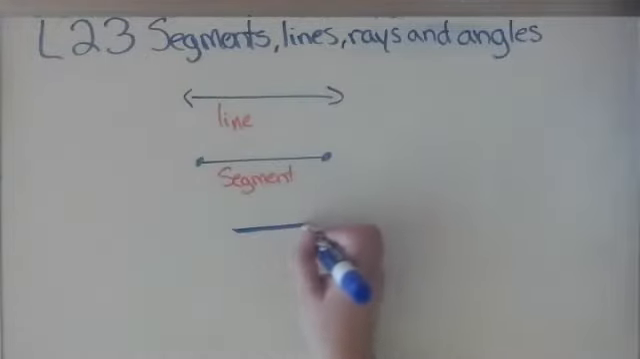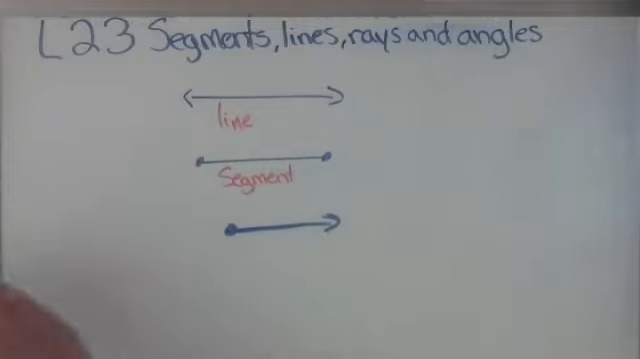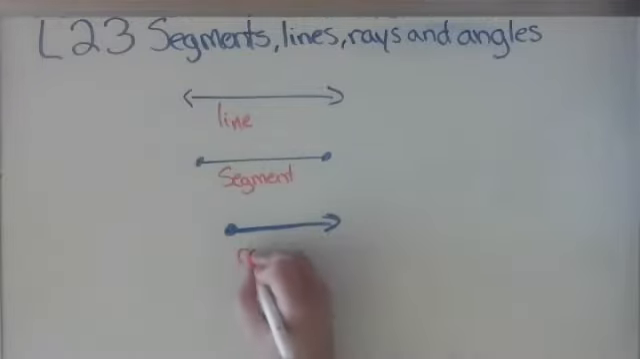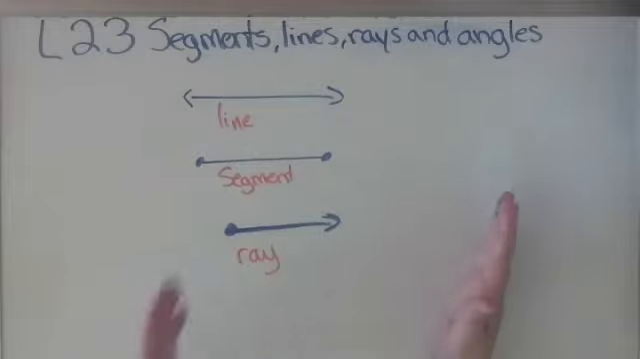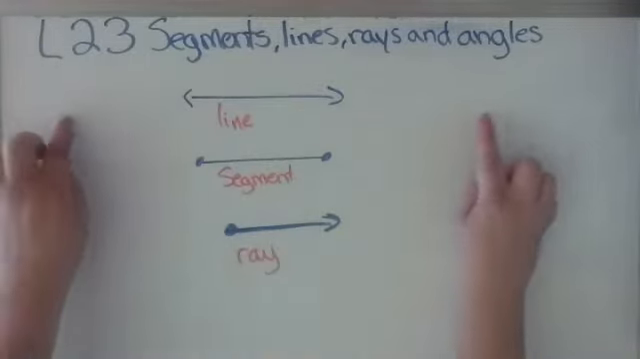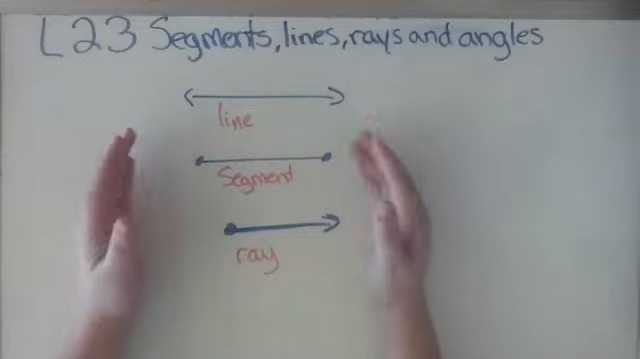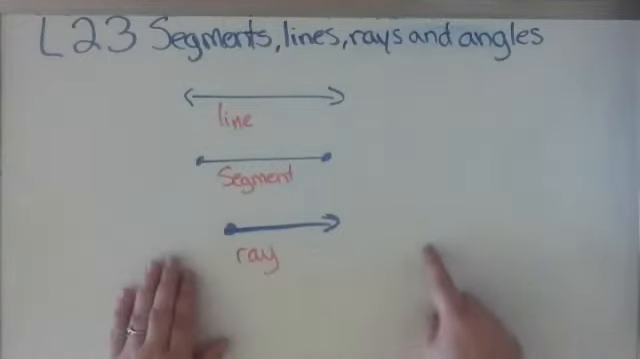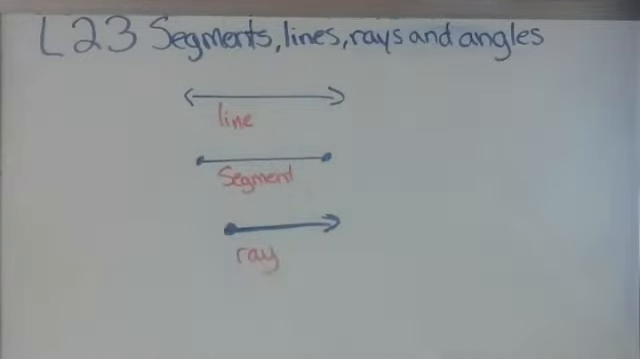A ray has only one side that's been cut or stopped. A ray has one side that continues and one side that's been stopped. So we have a line that continues both ways, a segment that has been stopped on both sides, and a ray that continues on one side and stops on the other.